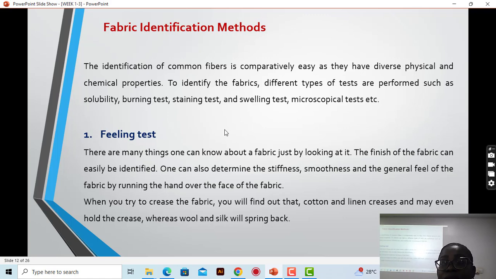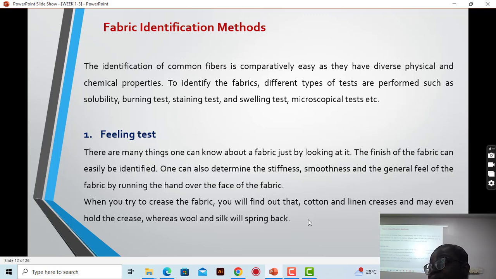Okay. So let's talk about the first fabric identification method, which is the feeling test. How do we know the structure, the basics of a fabric? By feeling. First of all, we use our hands to touch, to feel. We know that cotton mostly is softer, and we can feel certain fabrics easily and even be able to identify them easily if we feel them.